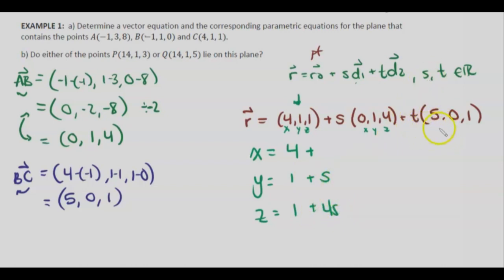Now, same thing for the third part here, x, y, z. So plus 5t, 0t, 1t. Plus 5t, 0t I'm going to leave out, and then plus 1t. So these 3 are the parametric equations of the plane.